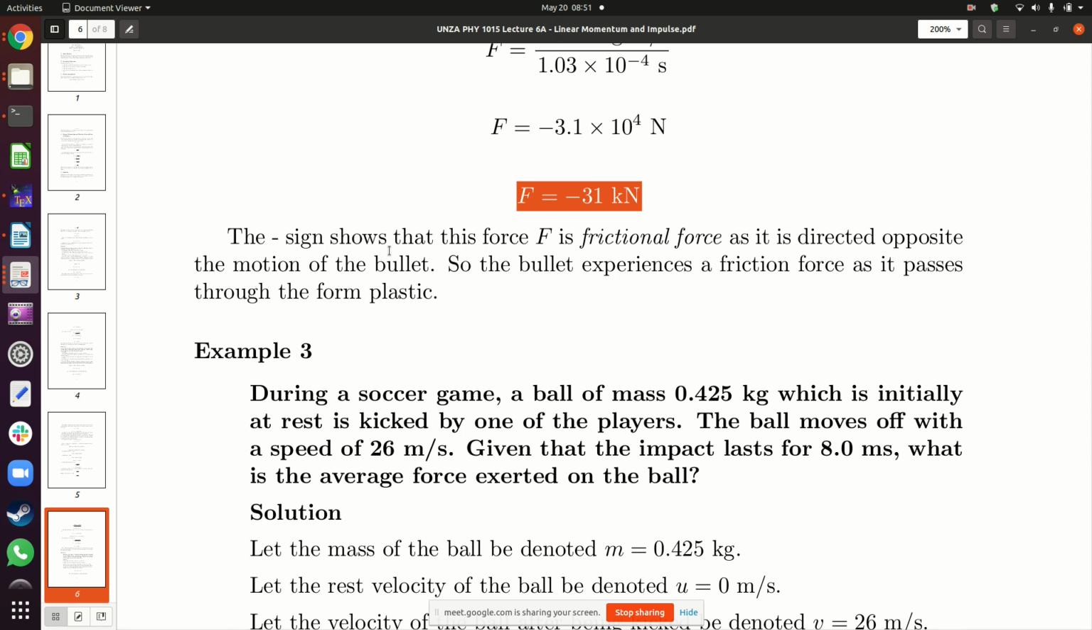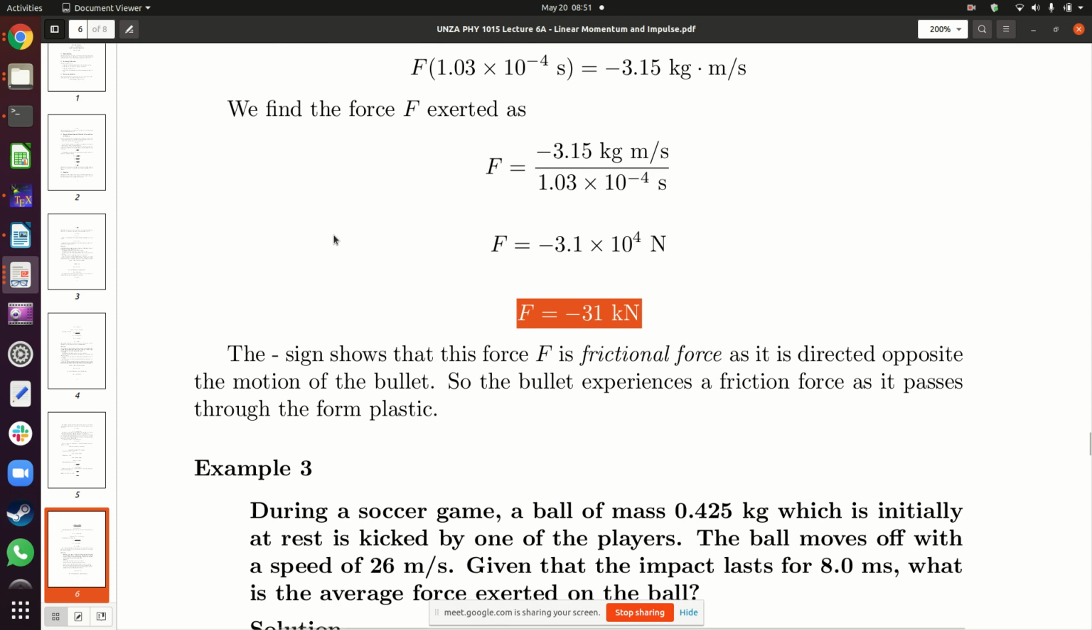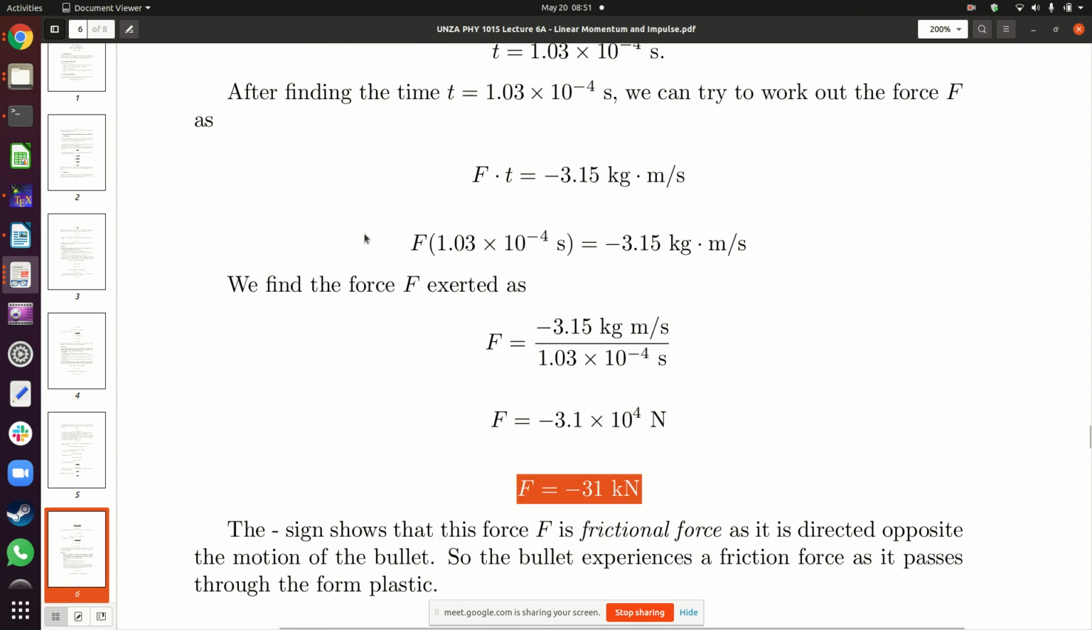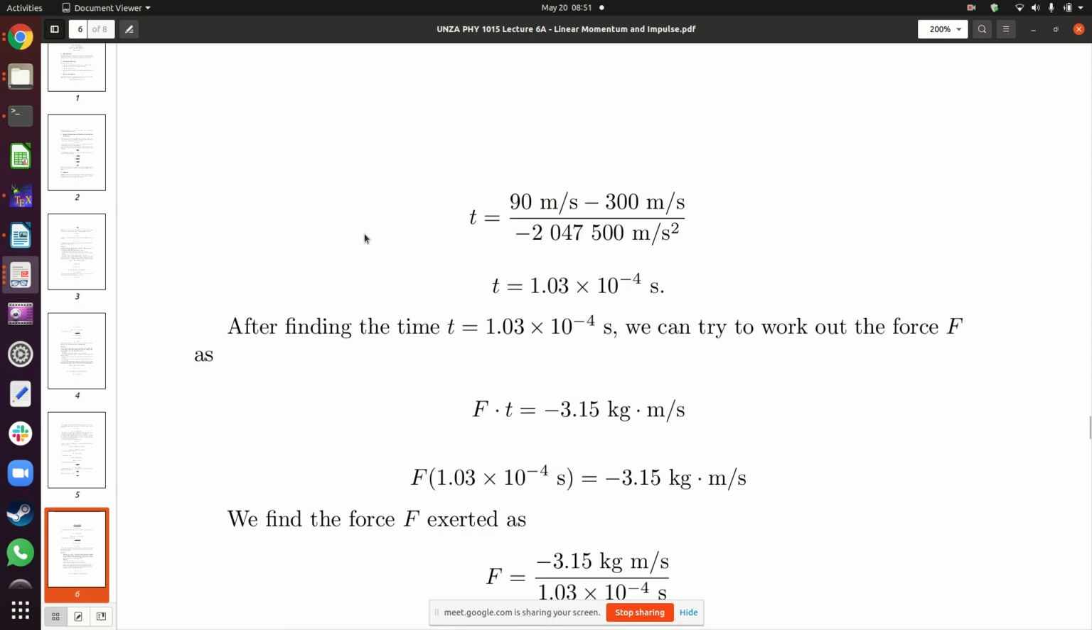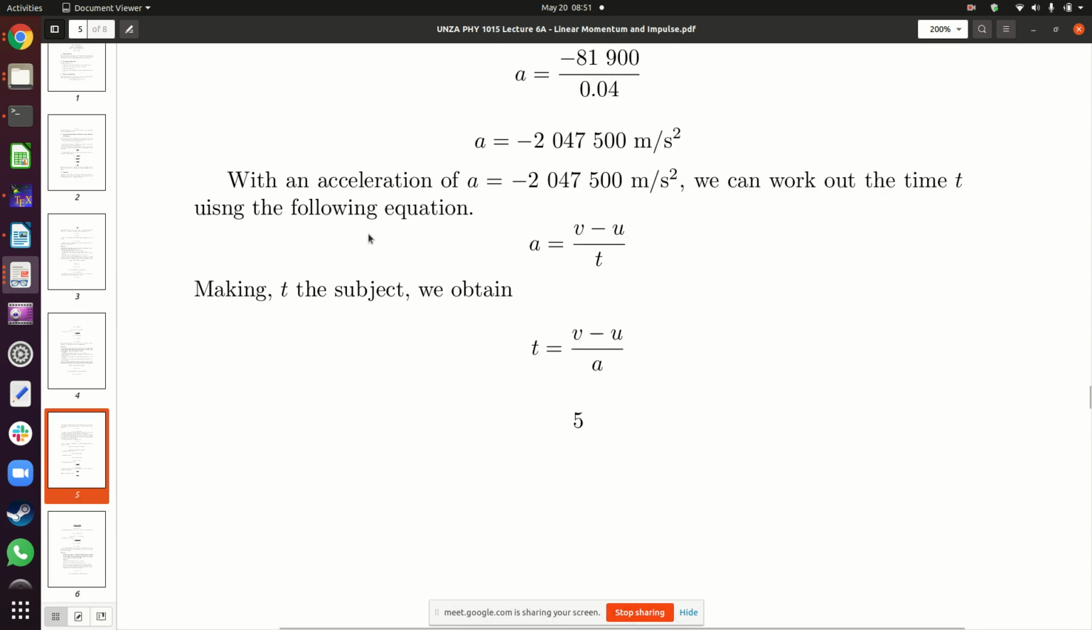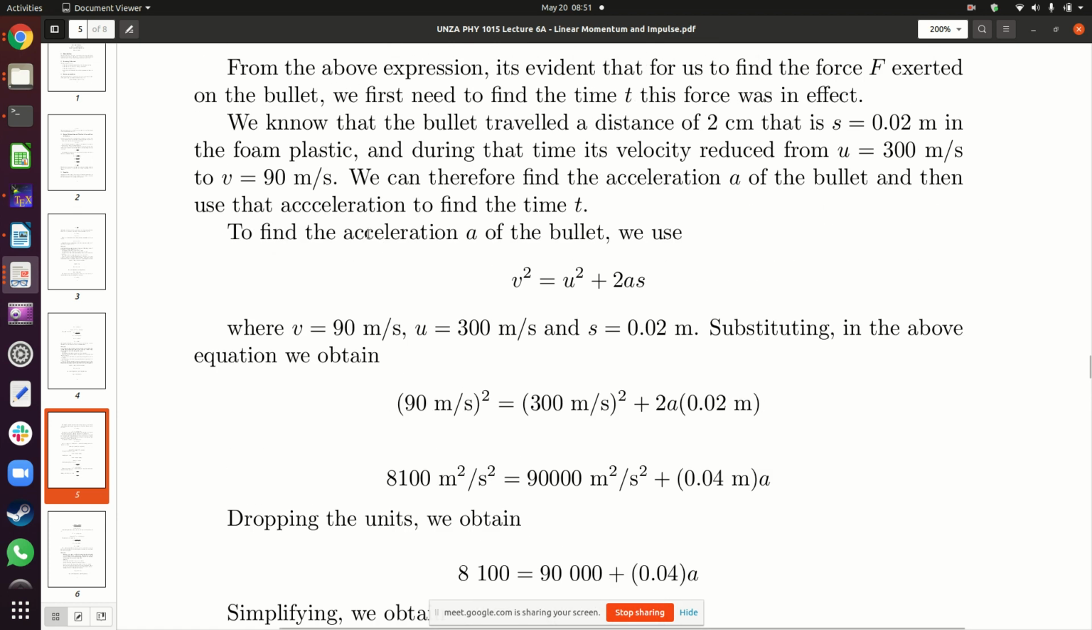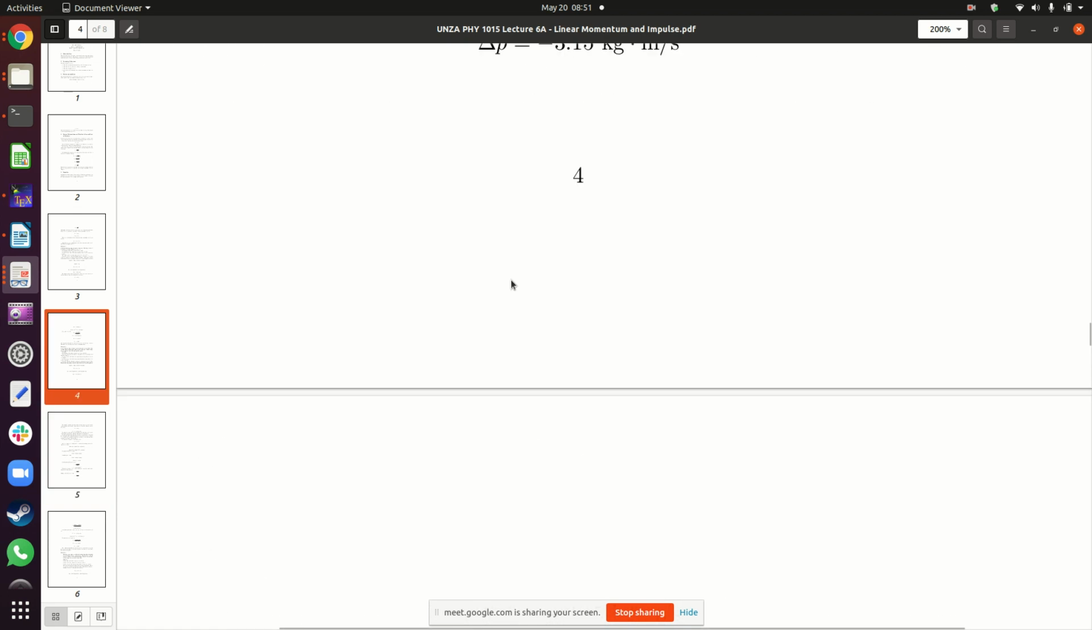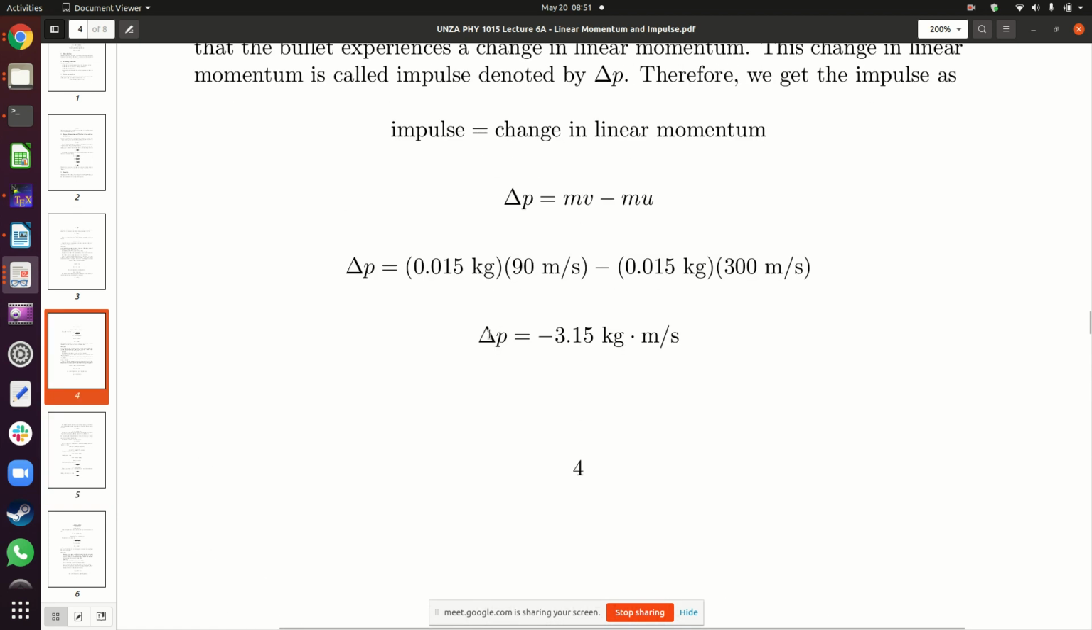So whenever a bullet passes through things, Sir, yes. Can momentum be lost to friction? Can what? Momentum be lost to friction. This is what this is showing. Have you seen this? This is what it's showing.